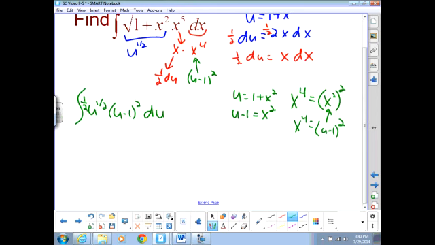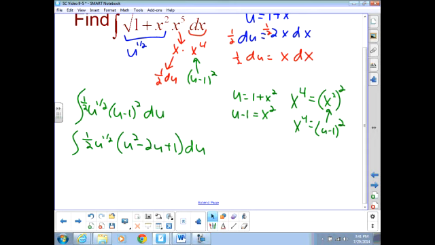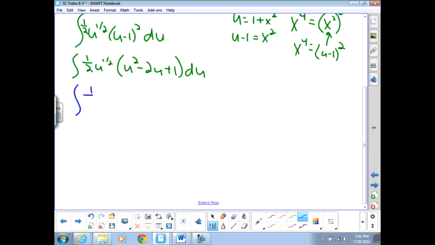Well, let's FOIL out the u minus 1 squared. So this will be the integral of 1/2 u to the 1/2 times u squared minus 2u plus 1 du. And again, that's just FOILing out the u minus 1. If you can't see that, you can FOIL it off to the side. We're going to distribute through our 1/2 u to the 1/2. So we'll get 1/2 u to the 5/2, because a half and 2 gives you 2.5, which is 5/2. We'll have negative u to the 3/2, because 1.5 gives you 3/2. And we'll have plus 1/2 u to the 1/2. And then our du.